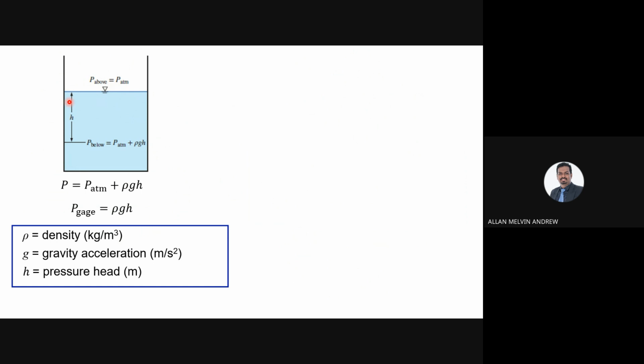Okay, so we know the top part is atmospheric pressure, and as it goes deep, let's say you want to measure a point here, at this level, we know the height is h. So P below equals whatever the surface pressure, or P above, plus rho gh. Okay, rho gh. So P equals P atm plus rho gh. So this is how we can calculate. Rho gh, so density.